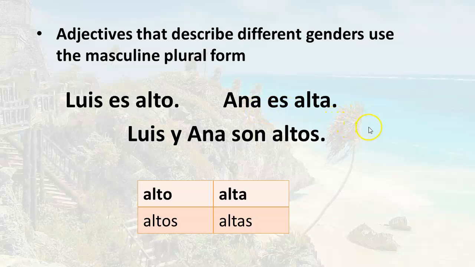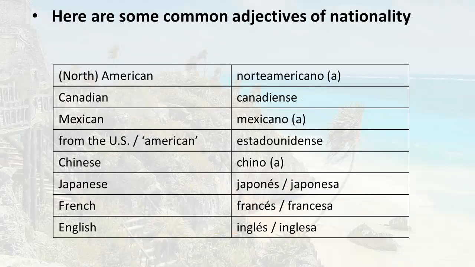If you want to say Luis and Ana are tall, you have a situation where you have the two different genders here. So you're trying to decide, okay, altos or altas, well, what is the rule? The rule is simply, in the case of different genders, just use the masculine plural form. So we would use altos. So Luis y Ana son altos. We also learned some common adjectives of nationality. Many of them have four forms, some of them have two forms.